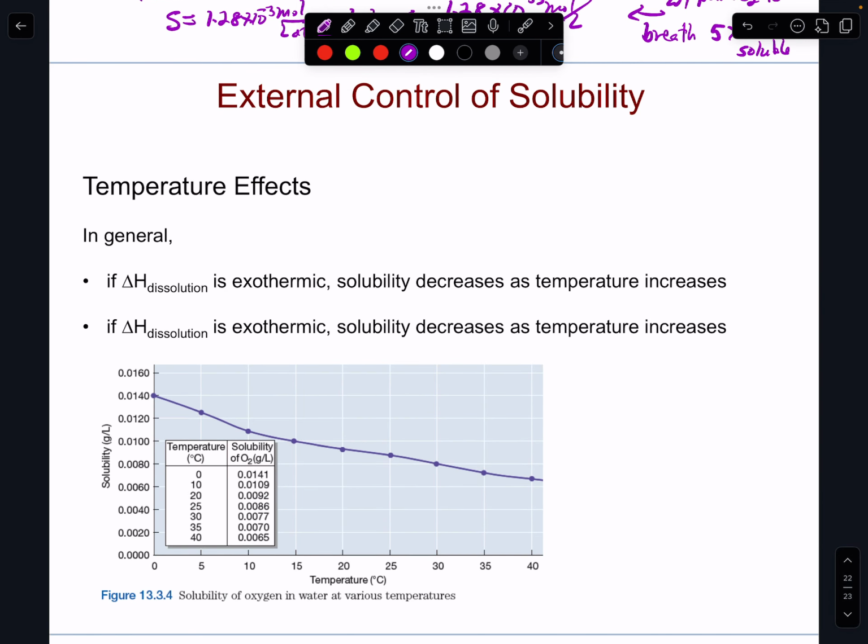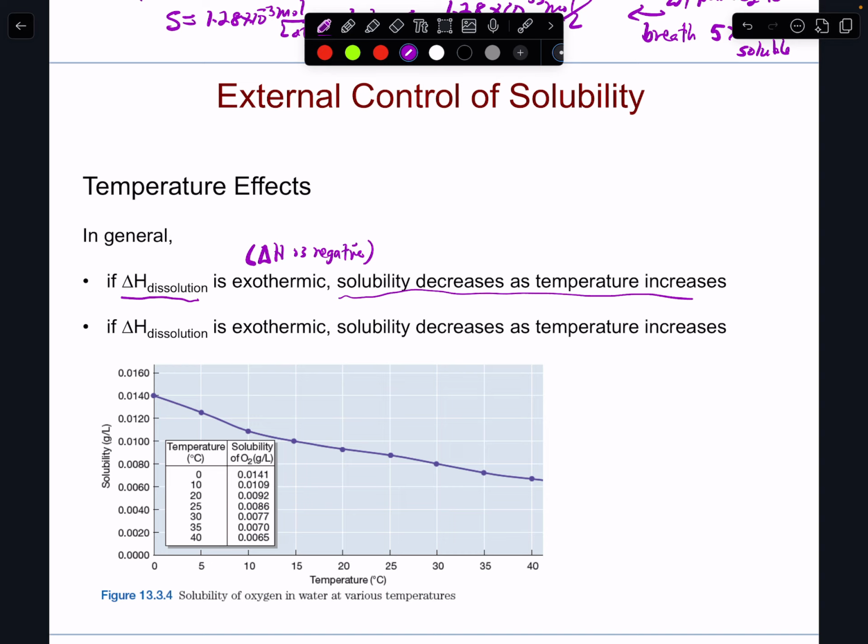Okay, last thing here is the external control of solubility, which is a temperature effect. The general idea is that if delta H of dissolution is exothermic, that means delta H is negative, then solubility decreases as temperature increases.